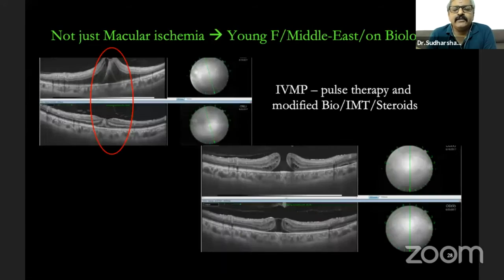So not just macular ischemia. This is a young patient from the Middle East who was already on biologicals. A patient of Behçet's came with increased cystoid macular edema. This we had to treat with IVMP and hiking up oral steroids.